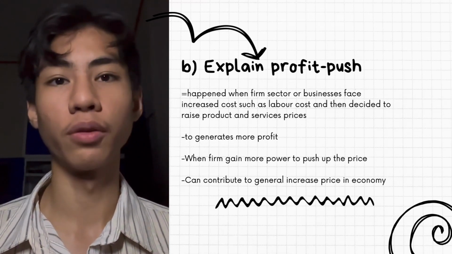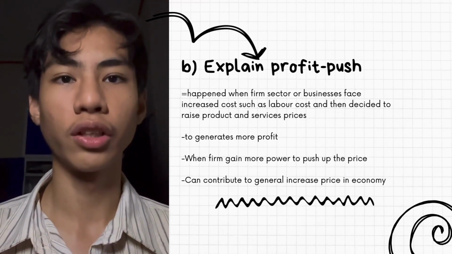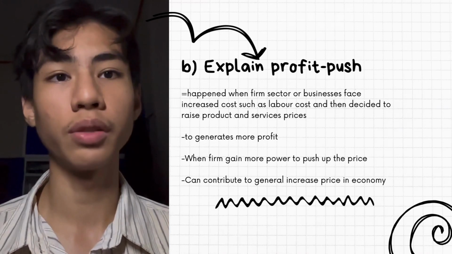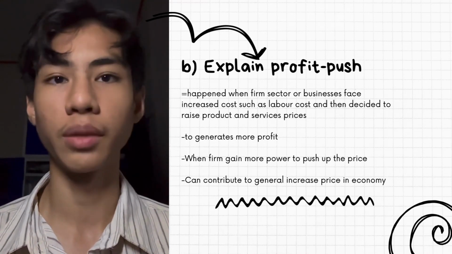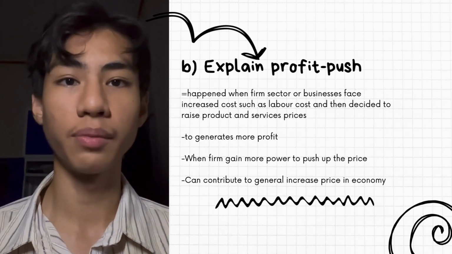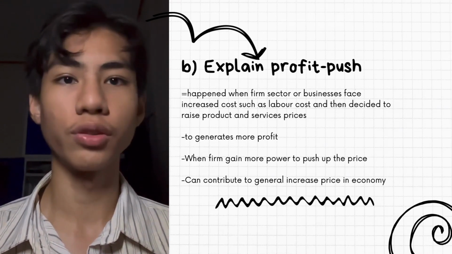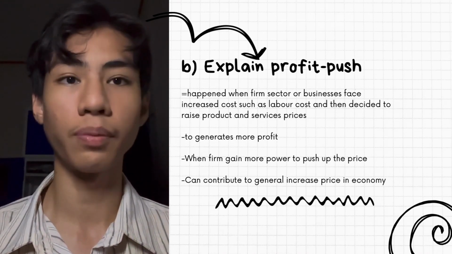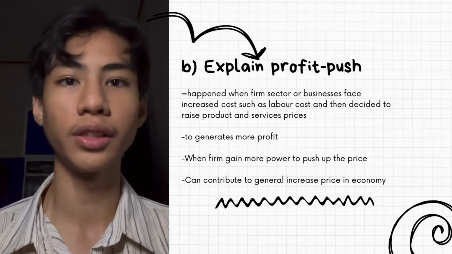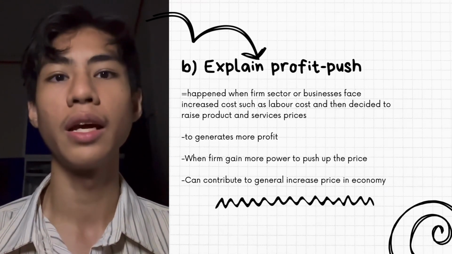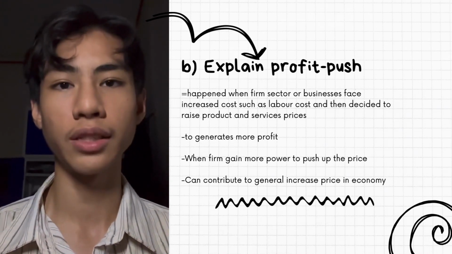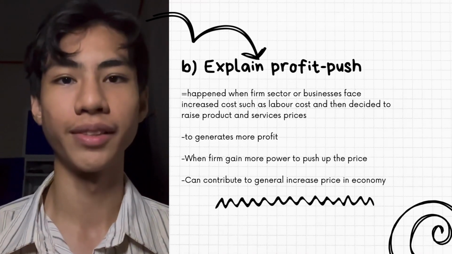Today I'm going to be explaining about one of the types and causes of inflation, called profit push inflation. Profit push inflation is a type of inflation that occurs when businesses raise prices in order to increase their profit margins. This can happen when firms experience increased costs such as higher labor or production expenses, and they pass those increased costs on to consumers by raising the prices of goods and services. Essentially, profit push inflation is driven by businesses seeking to protect or enhance their profitability by charging more for what they offer. This can contribute to a general increase in prices throughout the economy, leading to inflation.